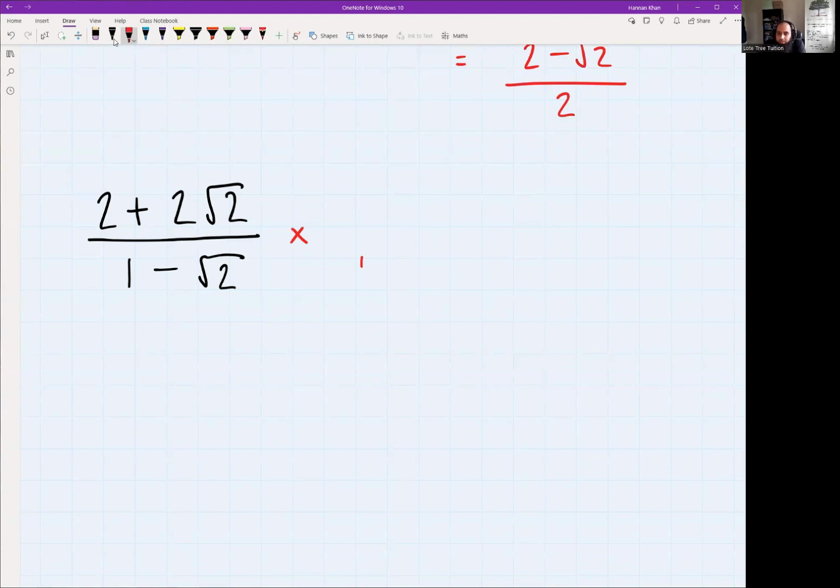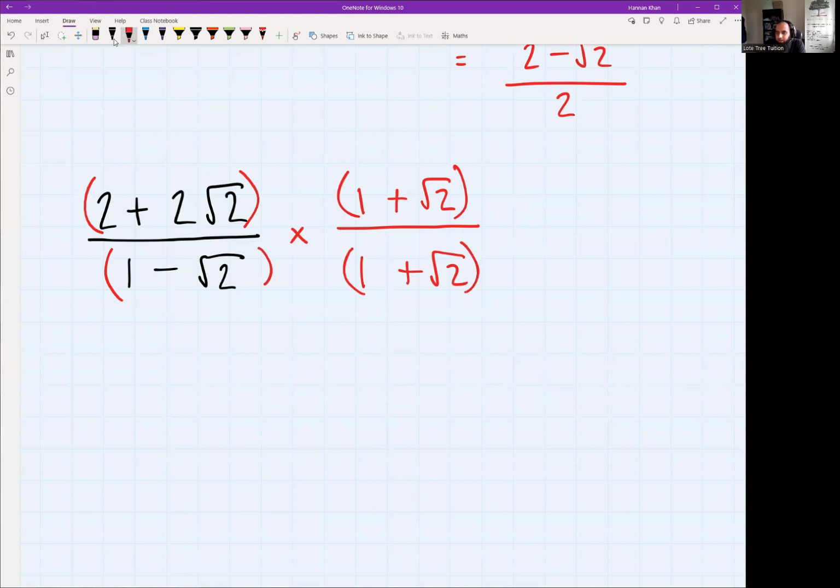So we're going to say 1 plus root 2 over 1 plus root 2, doing the same thing on the top. Now this one's a little bit more complicated because you've got something more on the top than just 1. So think about it like brackets: you're going to do that times by that. Now the bottom is actually very easy.